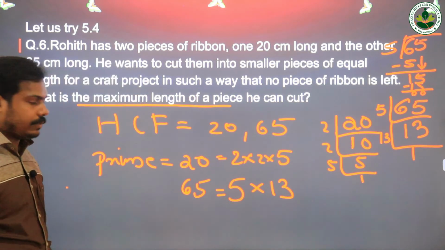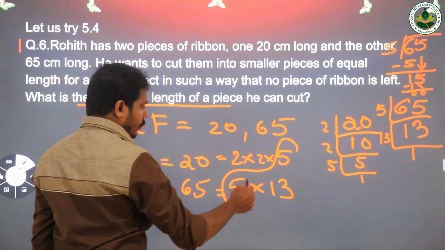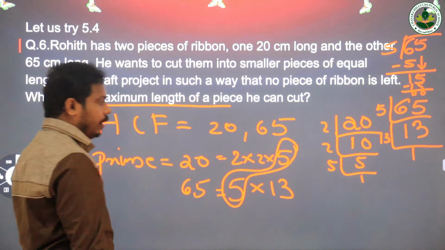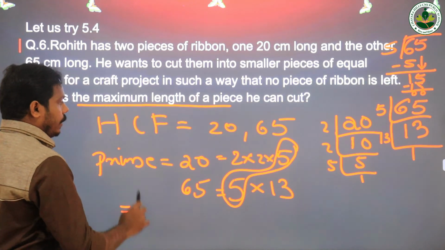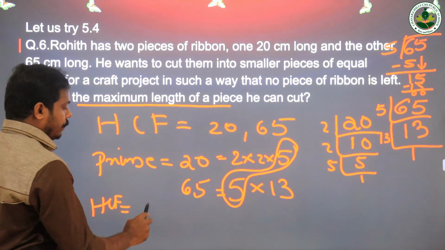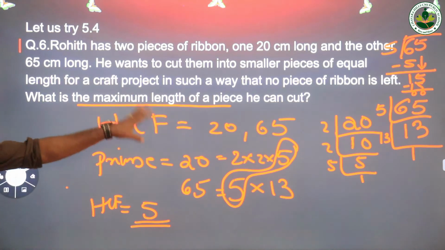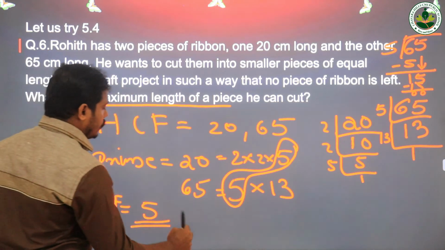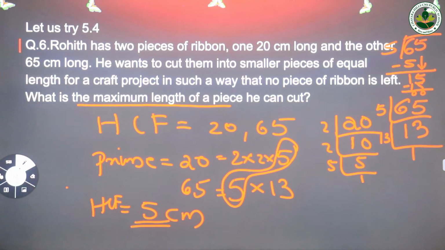From these two numbers, which is the common number? Yes, 5 is the common number. So take it as a pair and take 1 from each pair. So the HCF of 20 and 65 is 5. That means the maximum length of a piece is equal to 5 centimeter.